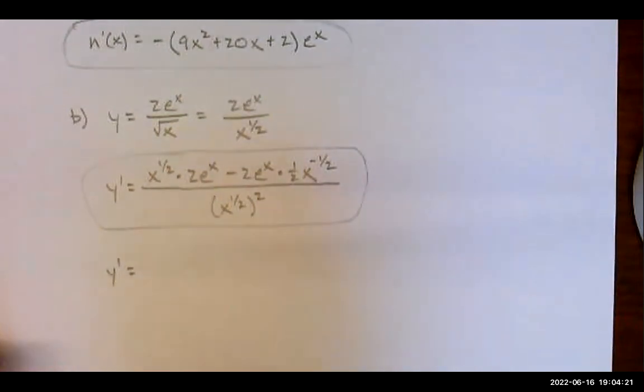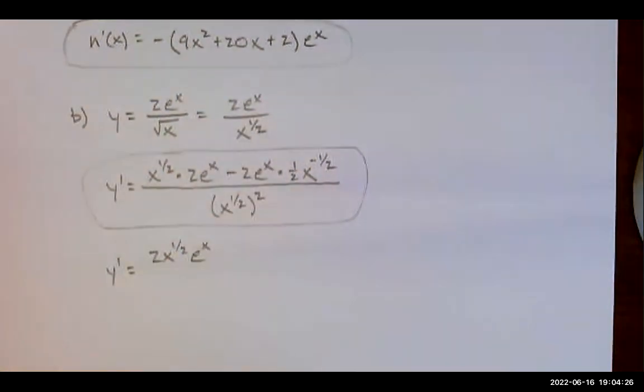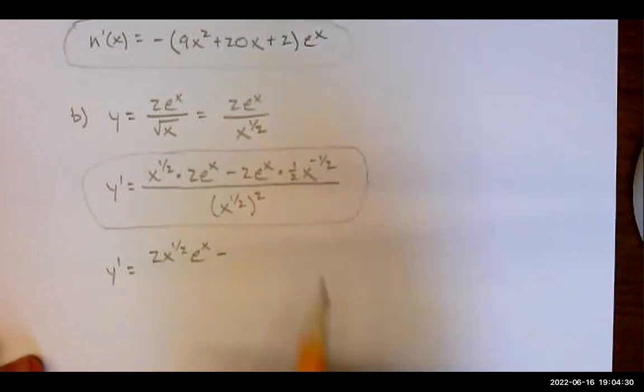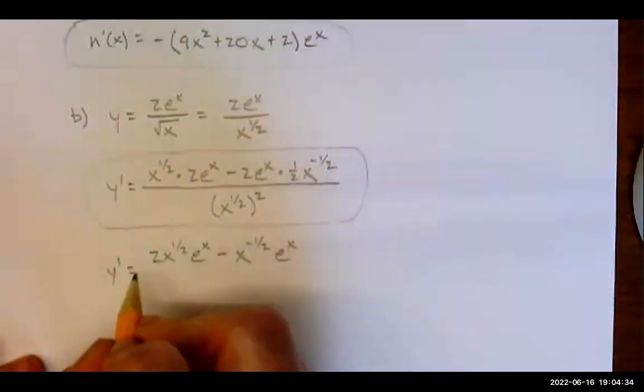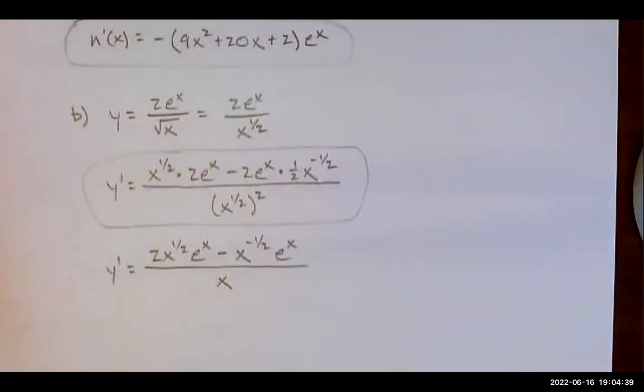Let's see here. Let's write this as 2x to the half e to the x. Kind of like to put that 2 in front. Minus, here the 2s cancel. I'm going to call this x to the negative 1/2 e to the x over, and now when we square here, we just get x again.